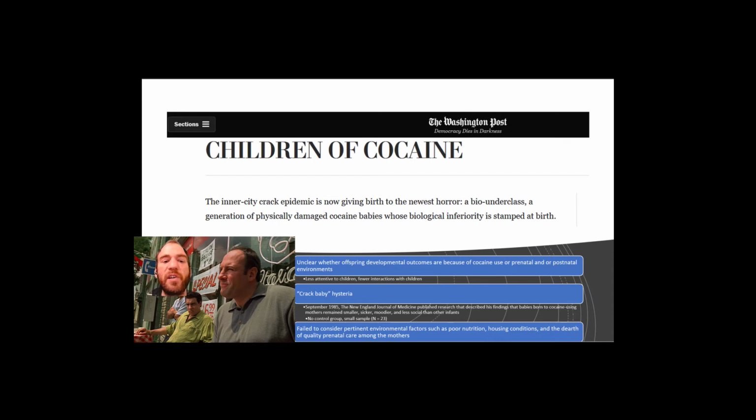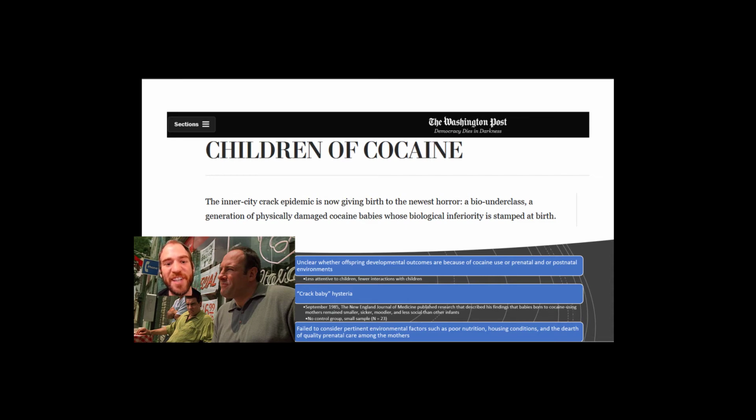And this brings us to the crack baby hysteria. In September 1985, the New England Journal of Medicine published research describing the findings that babies born to cocaine-using mothers remain smaller, sicker, moodier, and less social than other infants.